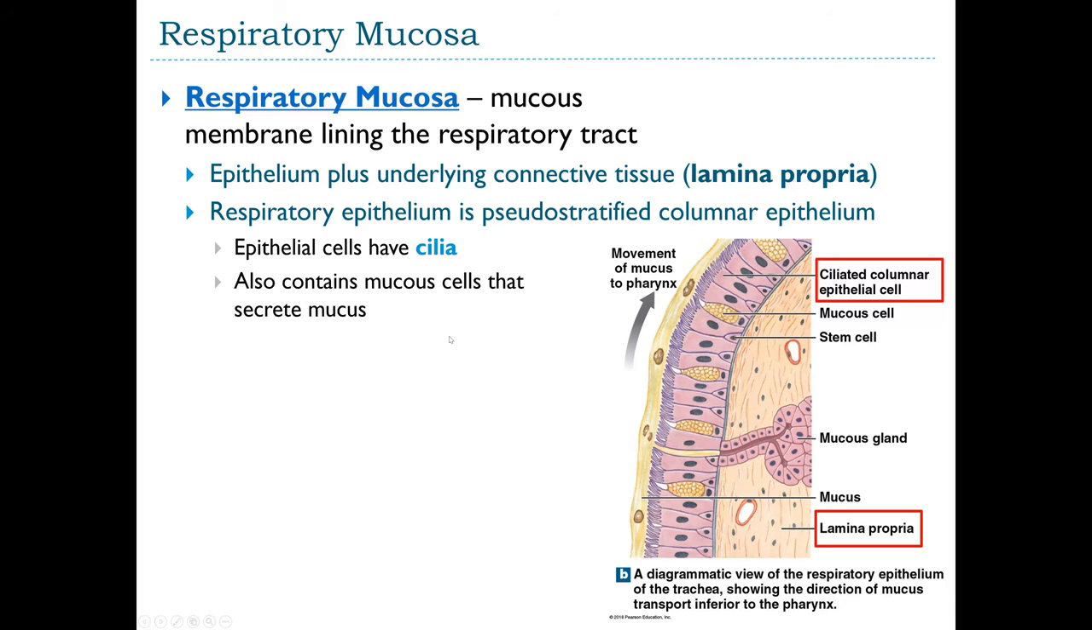And so the epithelium also has mucus cells, which are shown here. It's these yellow cells that are squeezed between the columnar epithelial cells, and these mucus cells are going to secrete the mucus.